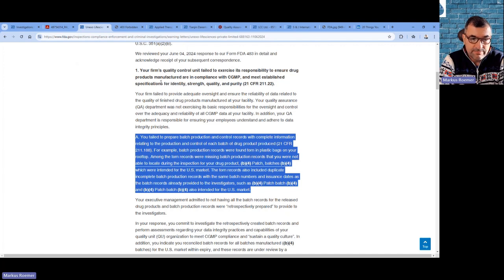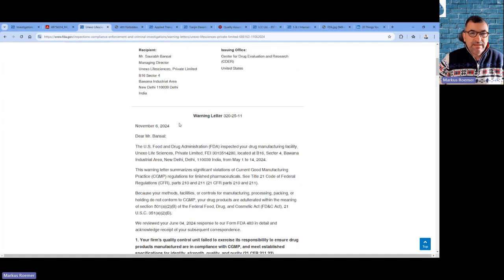I have heard that also from German inspectors, and I have seen real pictures of that. So unbelievable. Among the torn records were missing batch production records that you were not able to locate during the inspection for your drug product. They produced batch numbers which were intended for the US market. But even if it would be any other market, it's unbelievable. Unbelievable. What is this company doing on the market?